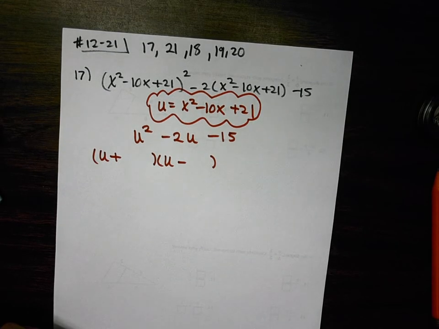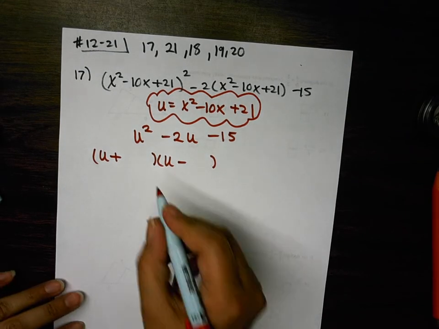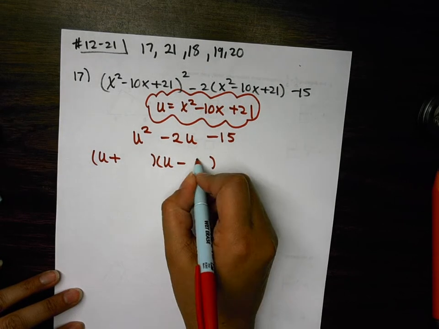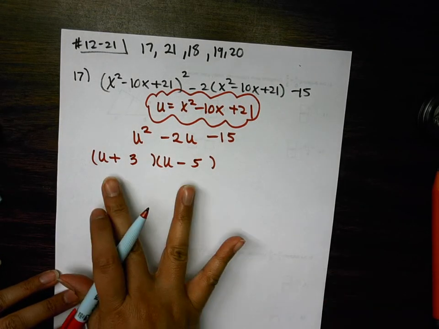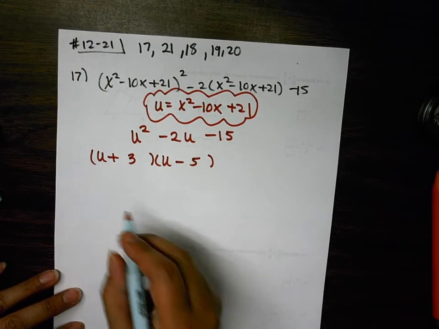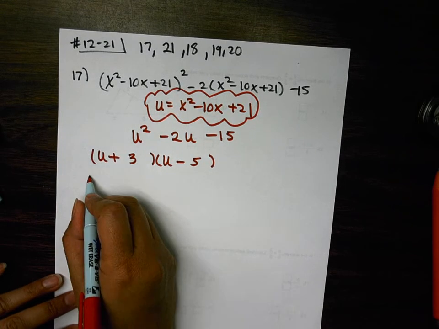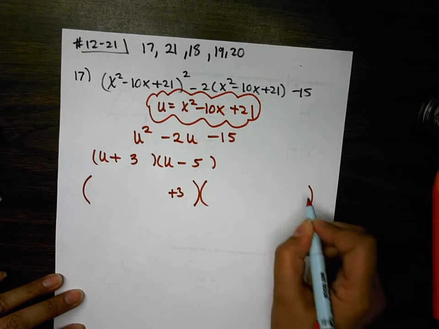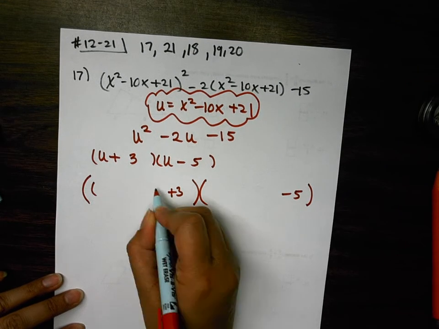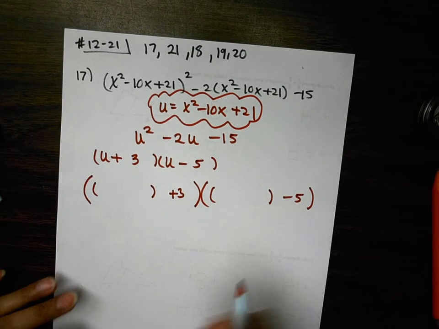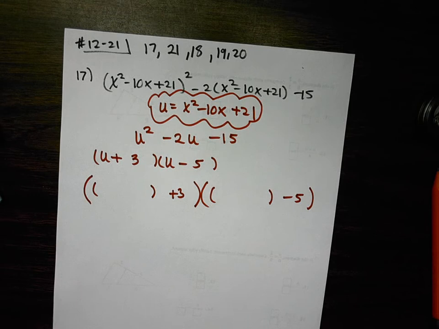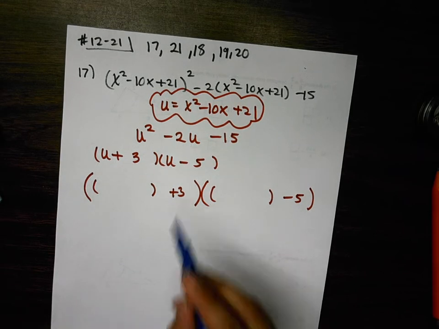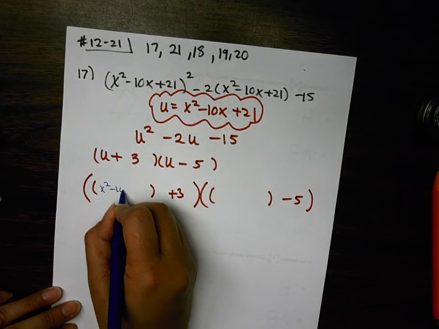U plus minus to get a negative 15. It looks like 5 and 3. Plus what? Minus what? Minus 5, plus 3. Positive 3, negative 5, negative 2. And then what do I do at this point? Put them back in. Plus 3, minus 5, and I'm going to put my u back in the smaller set of parentheses. What was u again?